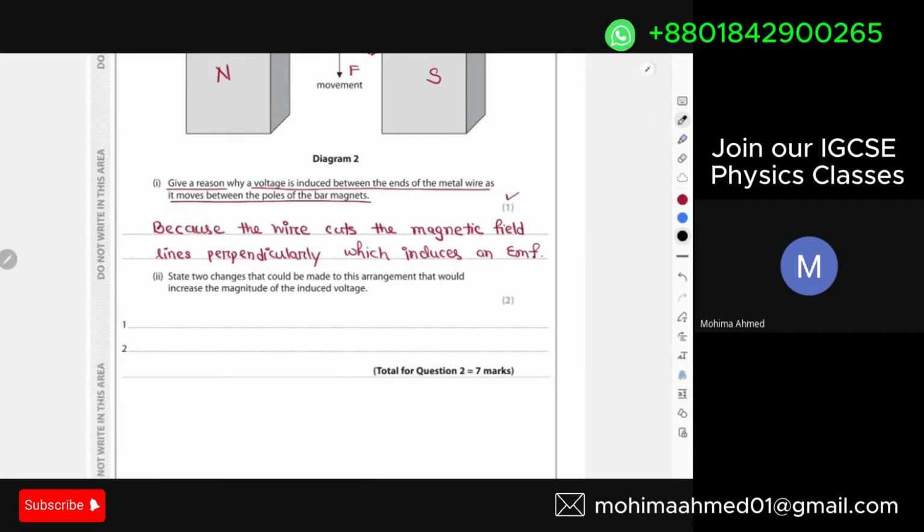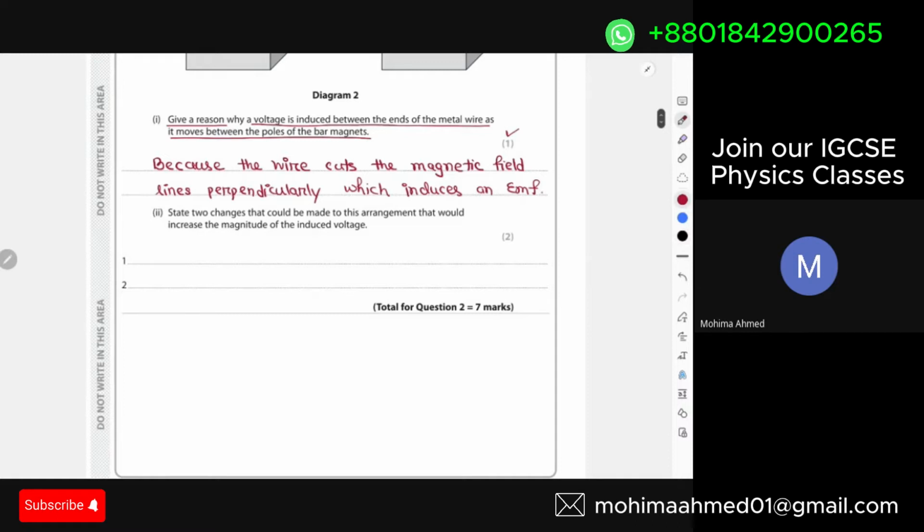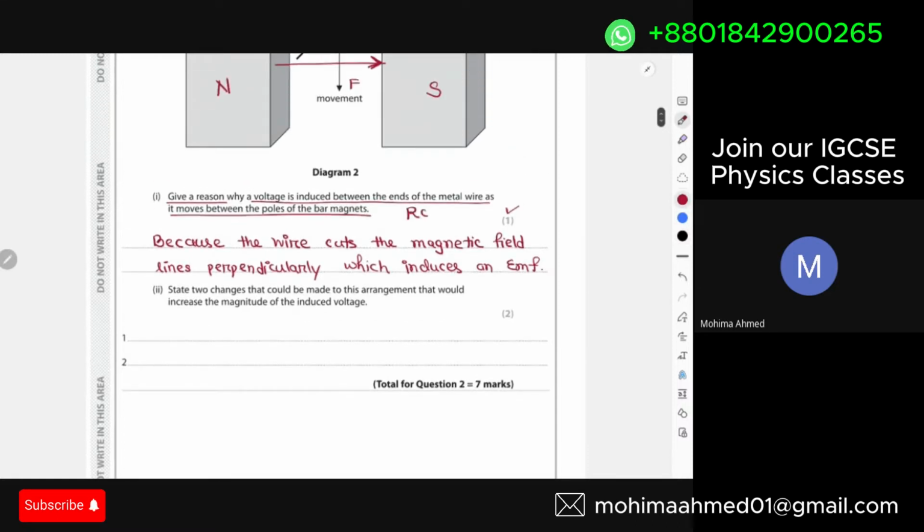Fleming's left-hand rule and everything, this much is enough. Again, this is also a repeated question. The idea is always the same. Whenever there is a motion of a conductor in between the field lines, the answer is going to remain the same. The conductor cuts the field lines perpendicularly. According to Fleming's left-hand rule, obviously a voltage will be induced in that conductor, right? So the answer is again the same over here.